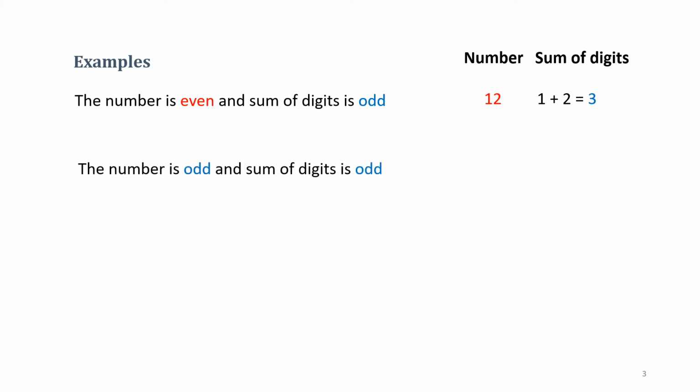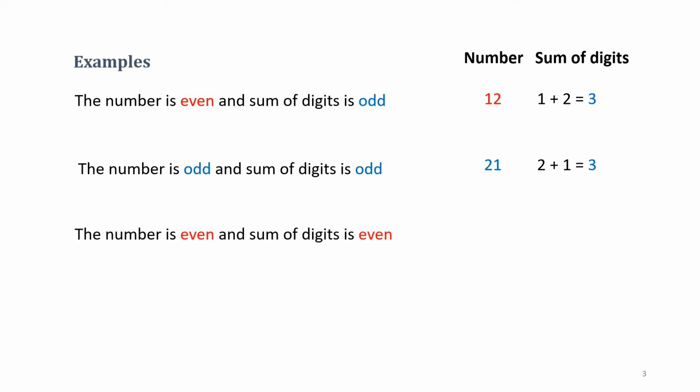The number is odd and sum of digits is odd. 21 is an odd number. 2 plus 1 equals 3. Sum of digits is also odd because 3 is odd.